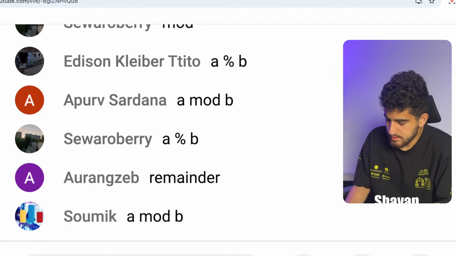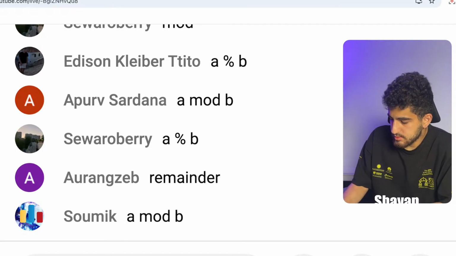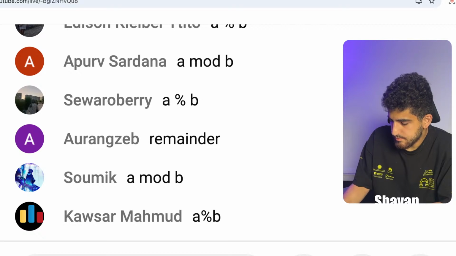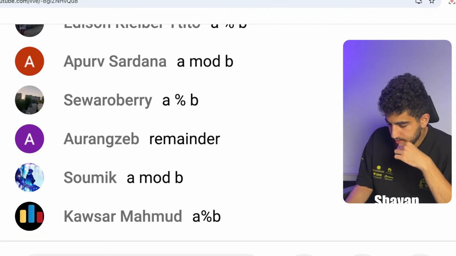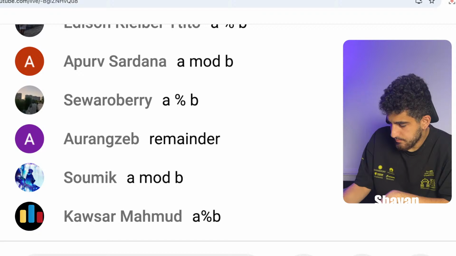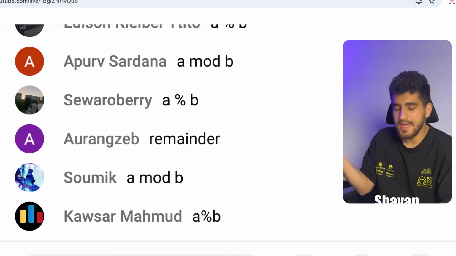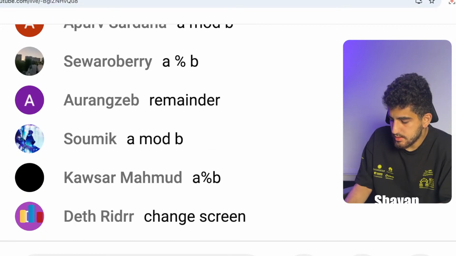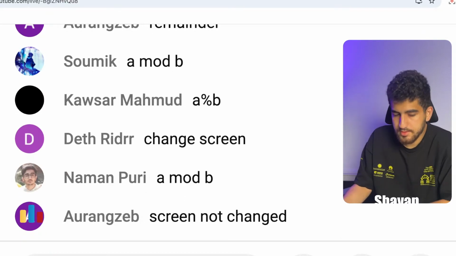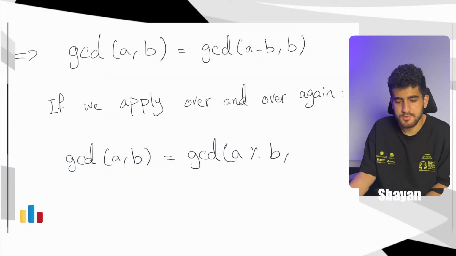So not only GCD of A and B is equal to GCD of A minus B and B, assuming that A is greater than or equal to B, but also if we apply it over and over again, we can say that GCD of A and B is going to be equal to GCD of A modulo B and B. I'm sorry. Thank you very much for telling me.